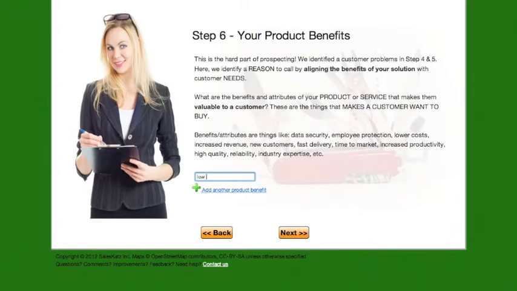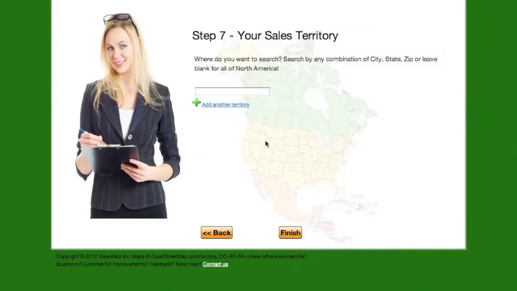We also want to capture our product benefits, our features, or attributes, so we can align our product or service benefits with customer needs. Finally, we simply go in and tell SalesKatz where we want to search. In this case, we're going to leave the territory blank, and that will search all of North America.